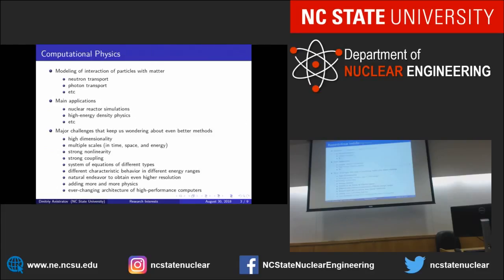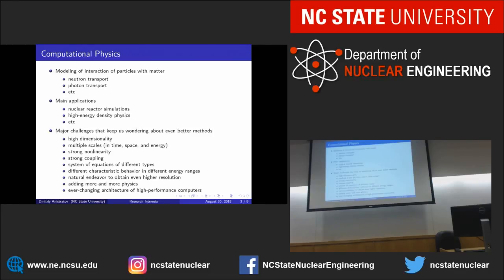So now, about computational physics. It's huge. But there is some interesting area where we model interaction of particles and matter. And first of all, my primary interest is neutron transport and photon transport, or so-called radiative transfer. But there are tons of things under this last bullet, and things that my colleagues discuss here can also be involved, for example, because equations and methods that we develop can be used for phonon transport.